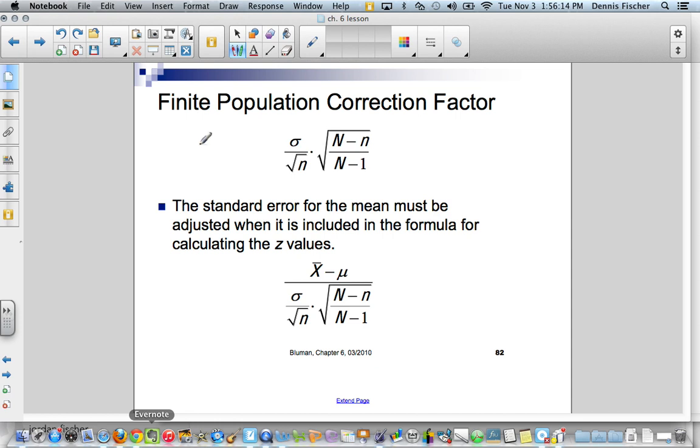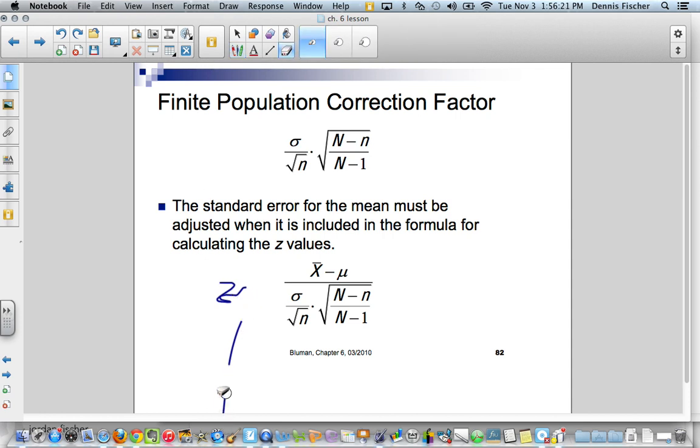So, in other words, change pages, let's go. Our z-score, the standard error of the mean, must be adjusted when calculating the formula for the z-value. So our z-value is going to be x bar minus the mean, divided by sigma divided by the square root of n, times the square root of capital N minus n over capital N minus 1. We're going to correct this one. So we've got three different formulas. When do you use each?